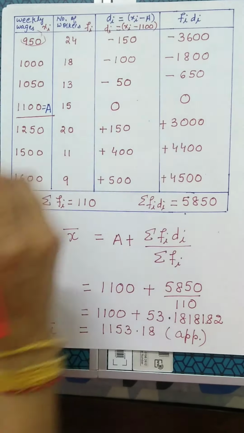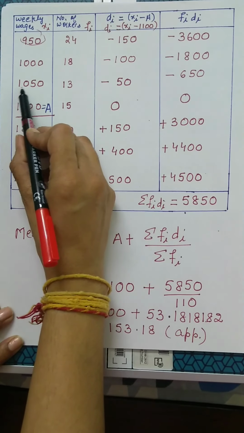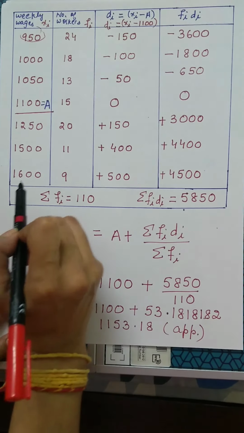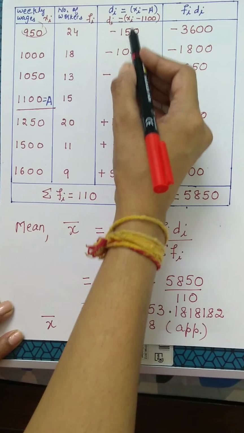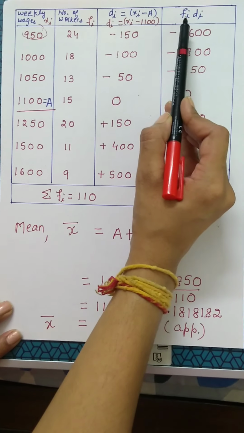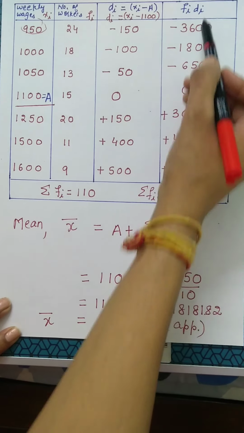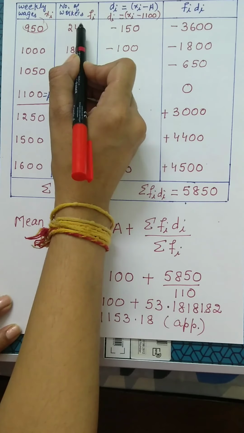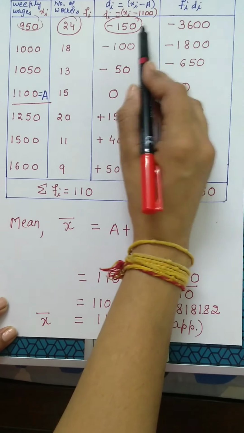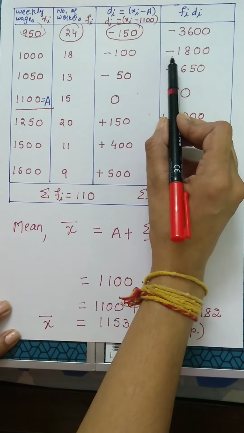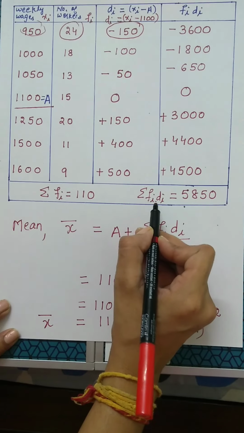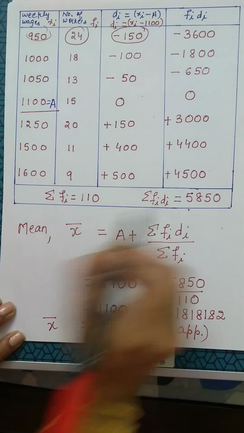I will be taking the negative sign if it is there. 1000 minus 1100, that is minus 100. 1050 minus 1100, minus 50. 1100 minus 1100, 0. Similarly, we keep on subtracting and I'll get the respective di's here. Okay, now next what I require is the product of fi di, and later on I'll be finding the summation. So this is fi with me and this is di what I've got. Now multiplying, this is minus 3600, minus 1800, minus 650 and so on. And when I simplified, I got summation fi di is equal to 5850.